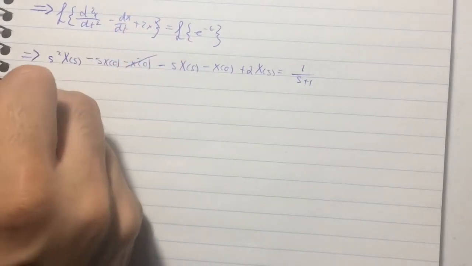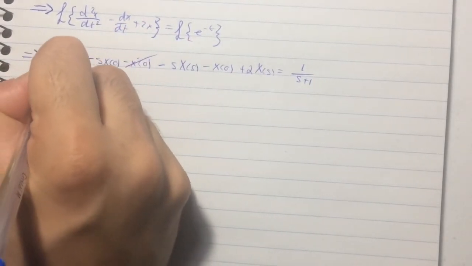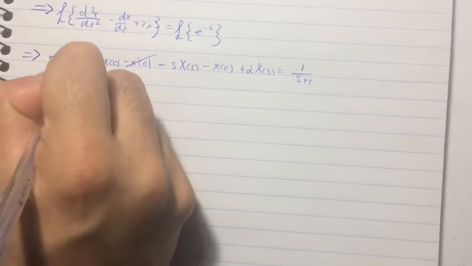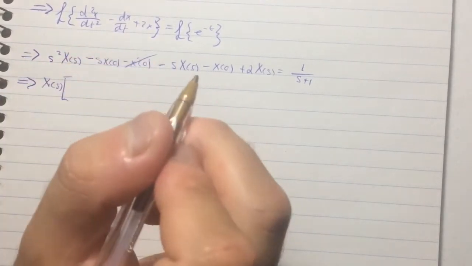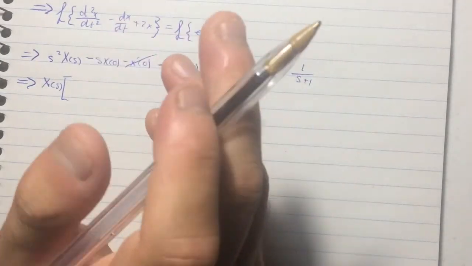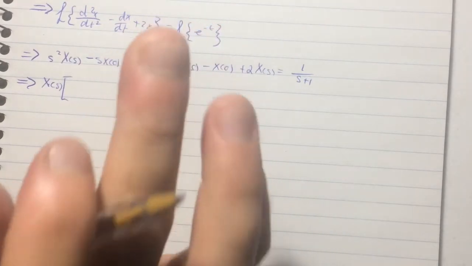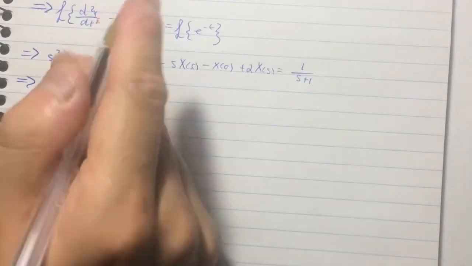Alright, that was a mouthful. Alright, we're chugging along. Let's keep going. So, I am going to automatically factor out Xs, because that's the whole point. The whole point is you take the Laplace transform, you do a lot of algebra, and then you isolate Xs, you take the inverse Laplace, and that's your answer.